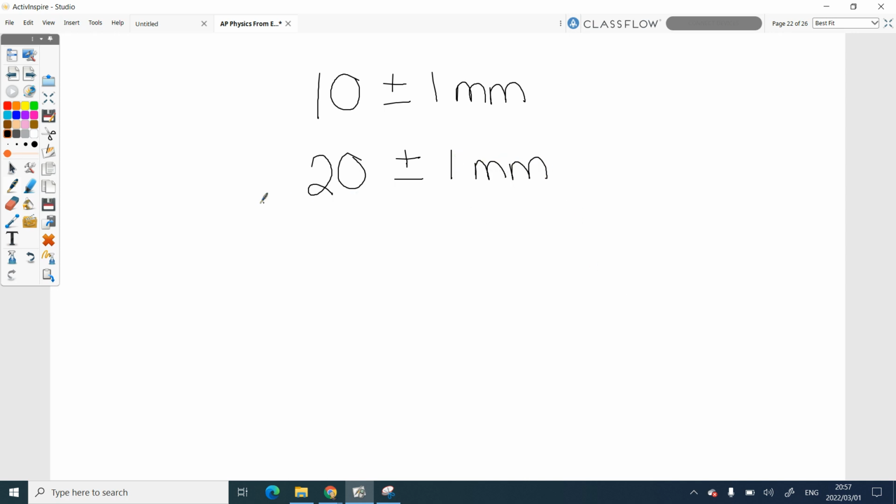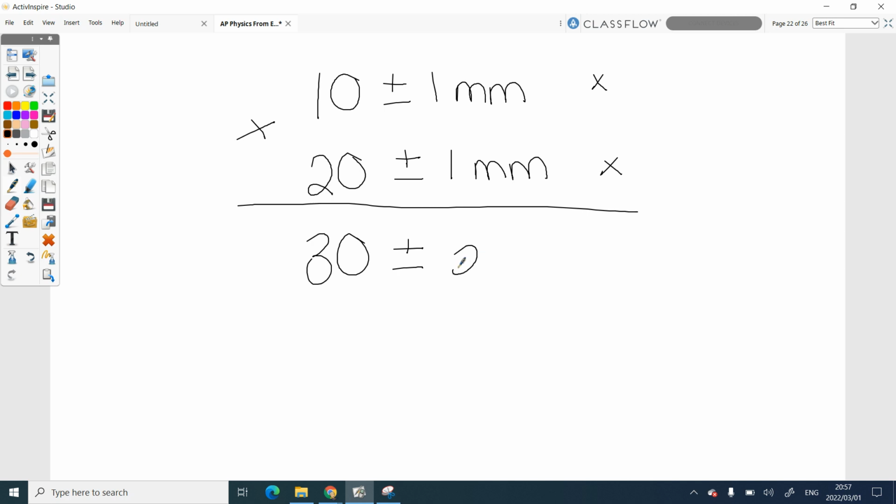And if I say now you need to add these values up, the value itself, you're just going to do the normal maths. So 10 plus 20 gives me 30. But now, because this one has an uncertainty in it and this one has an uncertainty in it, we have to say that this answer is now going to be 30 plus or minus 2 millimeters, because each of those uncertainties add to the uncertainty in my answer. So that is if we were adding these values together.